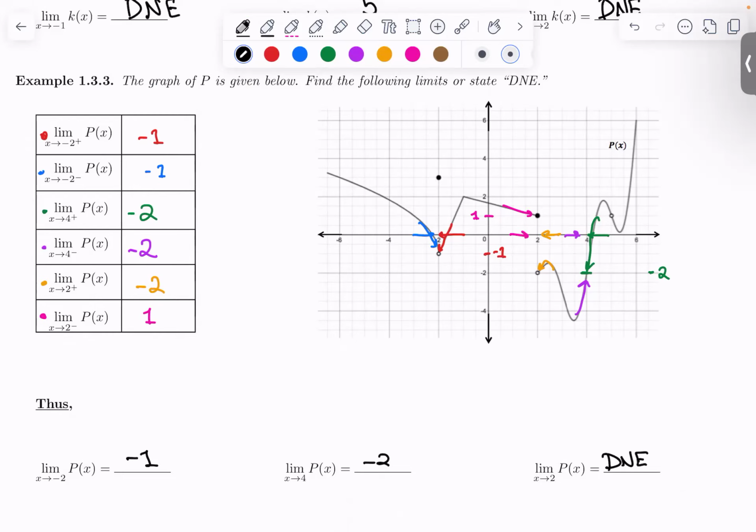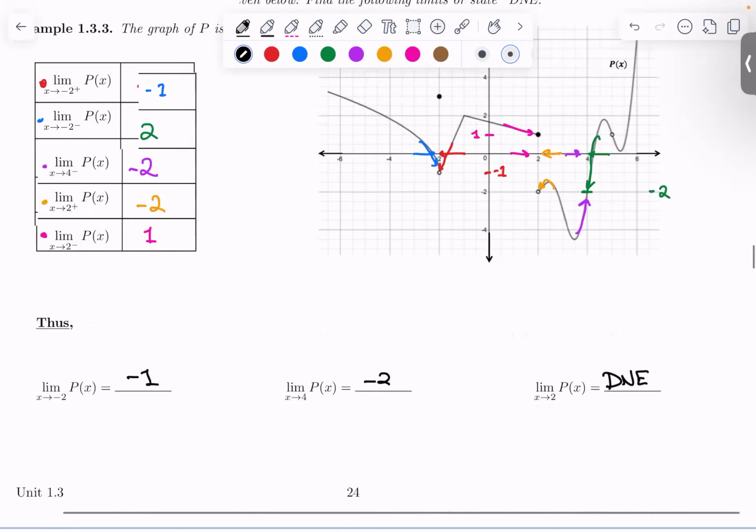I get -1, -1, -2, -2, -2, +1. Lots of 2s and 1s. And thusly, since the left and the right hand limit as x approaches -2 were both equal to -1, the full limit is equal to -1. Same thing for the limit as x approaches 4. And then last one, the left and the right hand limits did not agree, so the full limit does not exist. But once again, that is just to showcase the theorem. On an exam or on a quiz, if I asked you to find the limit as x approaches 2 and I didn't say to explain it, you could just write DNE. You wouldn't need to justify.